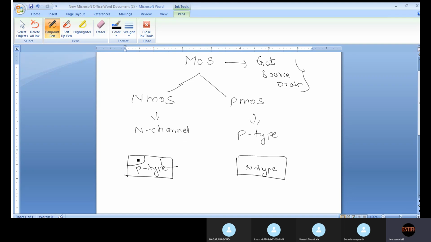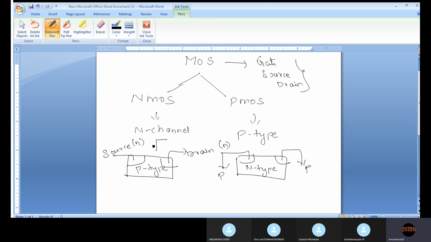See here, let us suppose this is your source and this is your drain. If the substrate is of P type, the source will be of N type and the drain also will be of N type. If you take a PMOS, the source will be of P type and the drain also will be of P type.